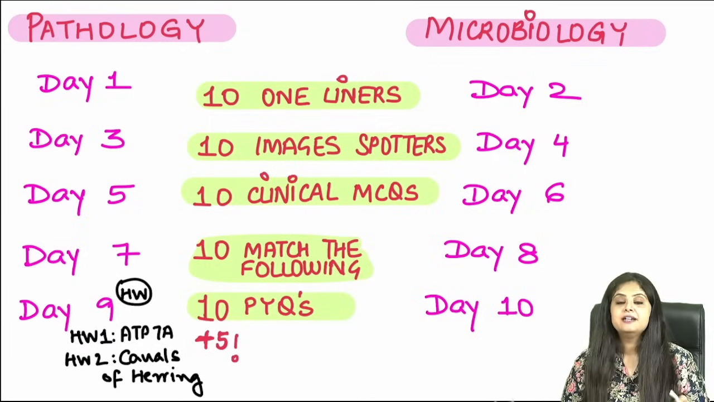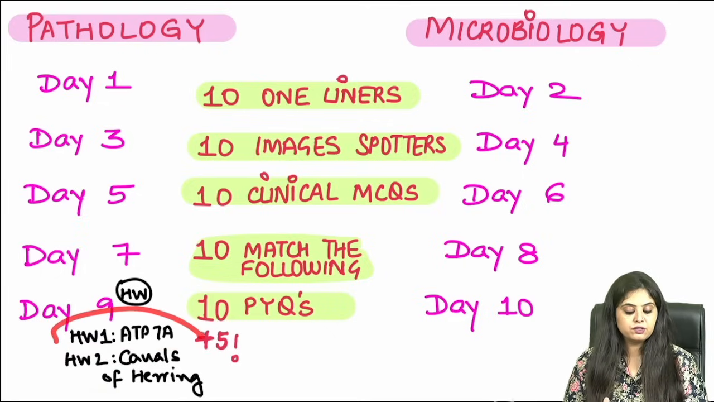Of course, with that, we wrap up today's session. We've done approximately 14-15 questions. And now you have two homeworks. One is ATP7B was for Wilson. So 7A is what you tell me. And what are the cells in canals of Herring and what is their function? So these are the two homeworks for the day.